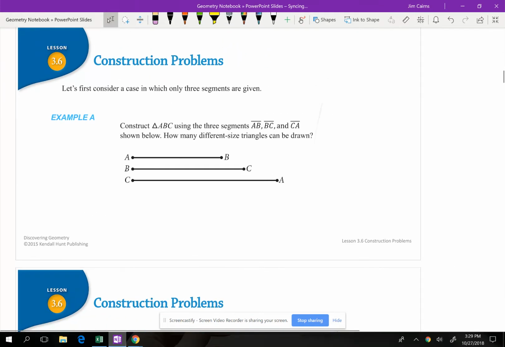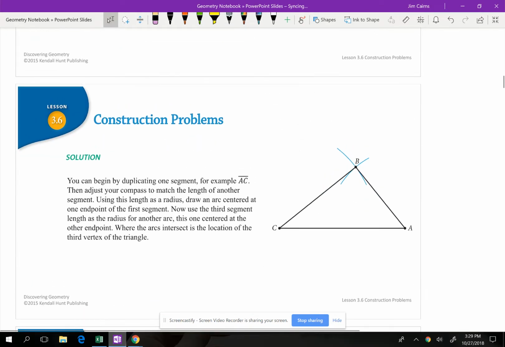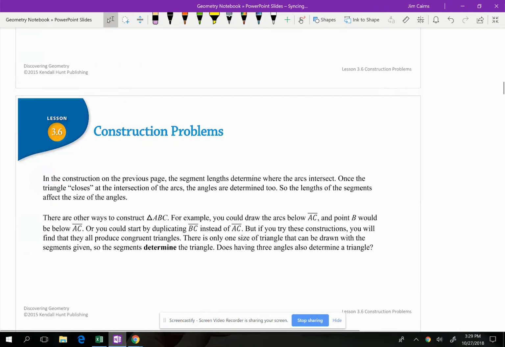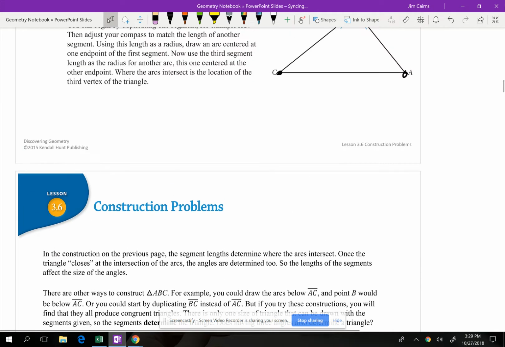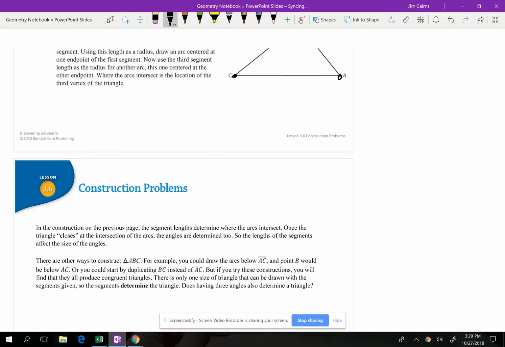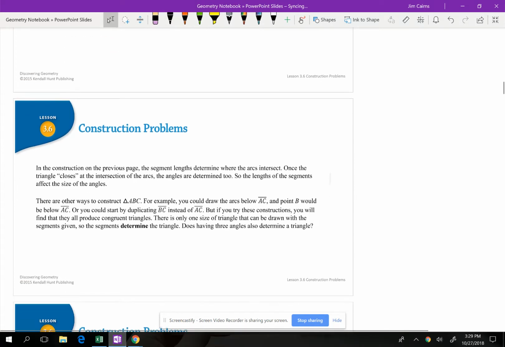Okay, so now it kind of shows you here how to do that, where you have A to C, and then you swing an arc from point C, and then swing an arc from point A, and where they intersect, you have your triangle. And in the construction on the previous page that you see here, the segment lengths determine where the arcs intersect, and once the triangle closes at the intersection of the arcs, the angles are determined too. So the lengths of the segments affect the size of the angles.